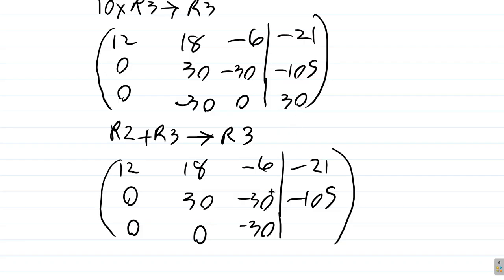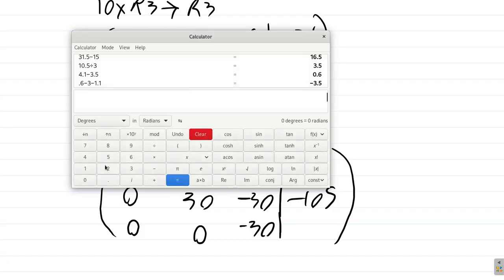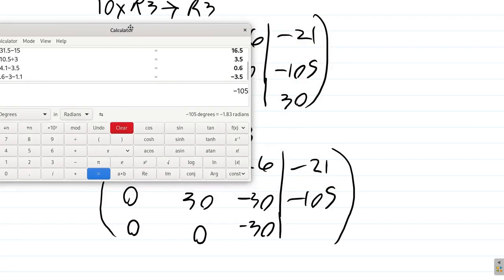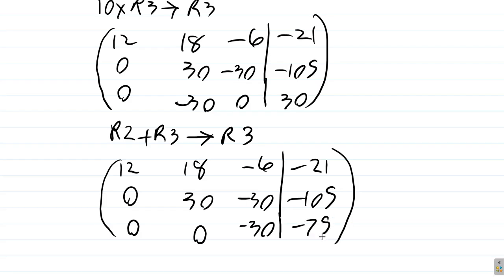Negative 105 plus 30. What's that? Let's just quickly reach for a calculator. Negative 105 plus 30 equals negative 75. Alright. So look at this. We have it in this form.